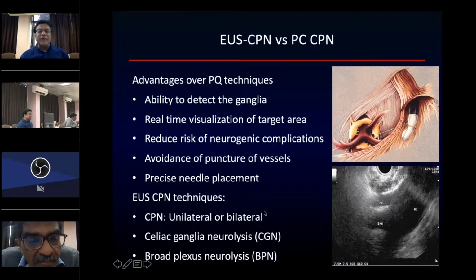With EUS, we have different approaches. This can either be a unilateral or a bilateral approach. Here you can see this is the esophagus, this is the stomach, this is our EUS scope, and from this, just below the GE junction, you can see the takeoff of the celiac artery. At the root of the celiac artery lies the ganglion. If you inject only on one side, this is known as the unilateral approach. If you inject on both sides, this is known as the bilateral approach. And on EUS, you can see this is the celiac artery, this is the superior mesenteric artery. If you inject along the celiac and along the superior mesenteric artery, this is known as broad plexus neurolysis.